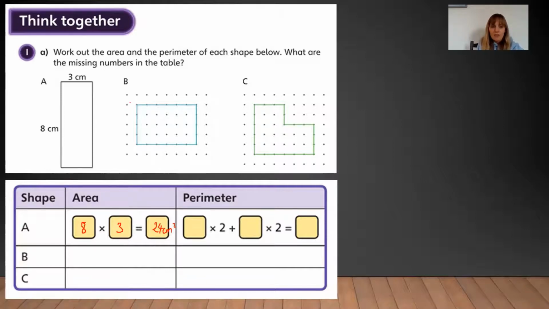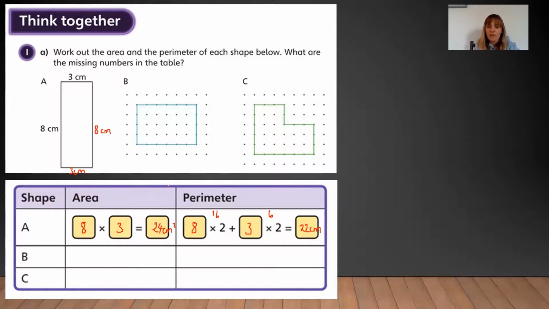Now the perimeter, do you remember, if you want to, you can write the other lengths on to help you. Okay, now we've got something times 2 plus something times 2. Well, we've got 8 centimetres times 2, haven't we? Plus 3 centimetres times 2. So 8 times 2 is 16. 3 times 2 is 6. So that's going to give us a perimeter of 22 centimetres. Now have a pause and see if you can do B, all right, and then come back. Do see if you can.